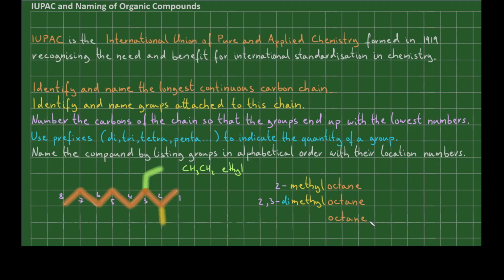Which one should I write first? According to the 5th rule, I do it in alphabetical order. So I will have ethyl, then I will have methyl. I still need to indicate their location numbers. Ethyl is on carbon number 3, while methyl is on carbon number 2. Note the use of dashes to separate the locator numbers from the group names.